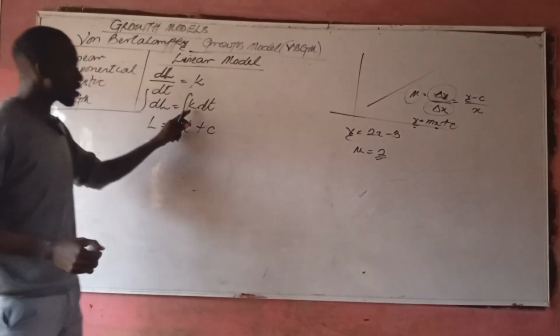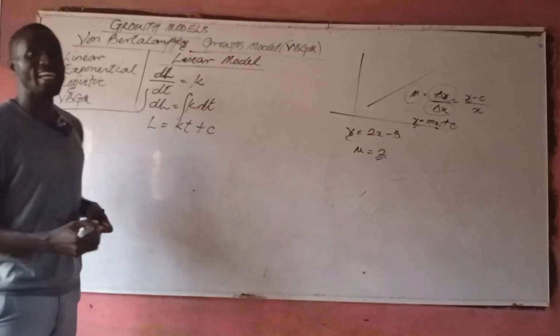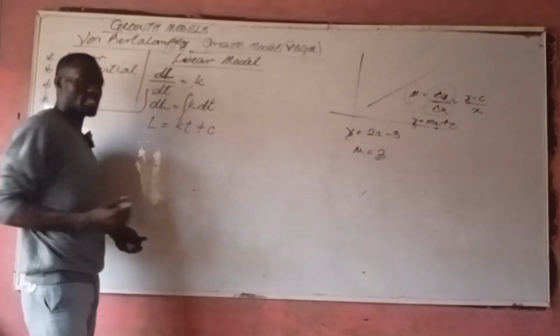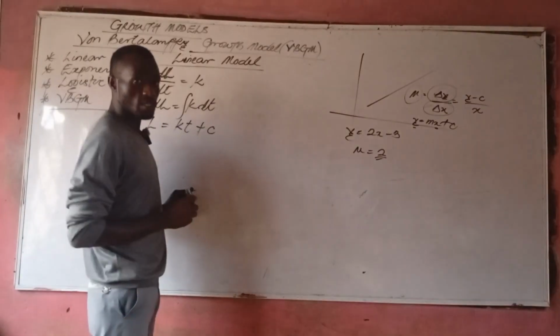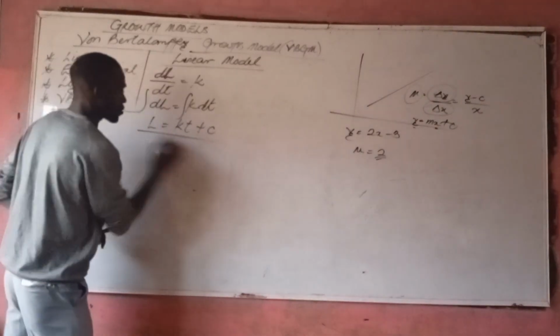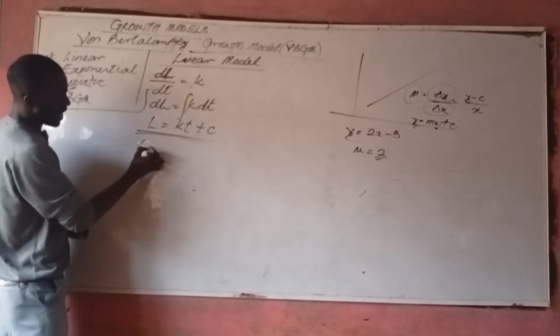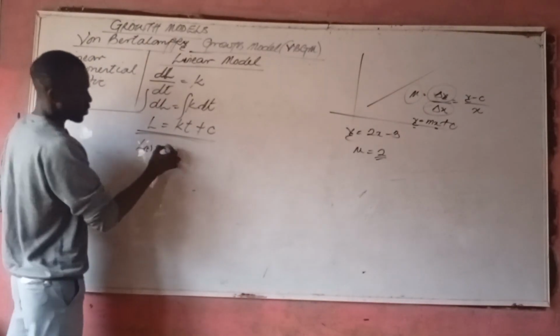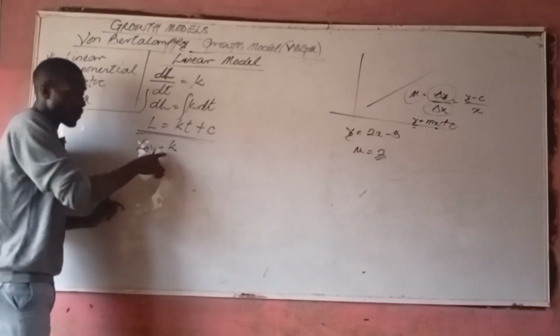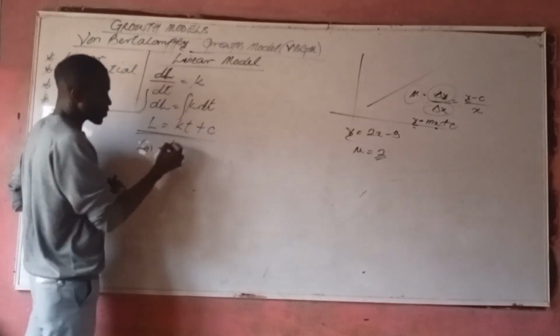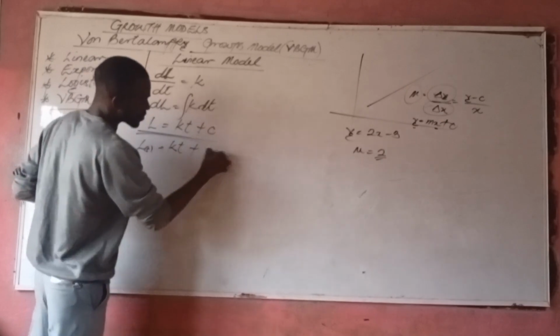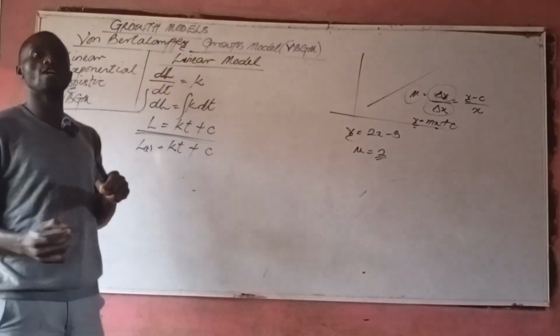Okay, if you integrate a constant, you are going to get a linear term. All right, so that's it here, plus c. So this equation means that the length at a given time is going to be the constant rate of growth times the time plus c. Now, what's c? C is the initial condition.